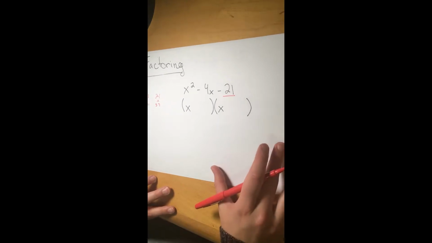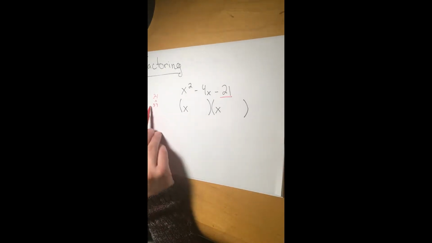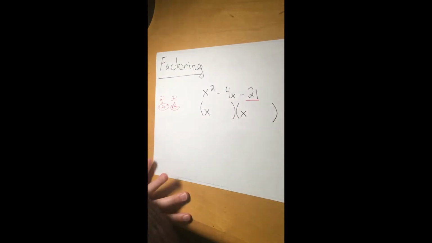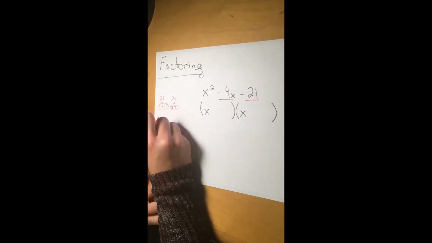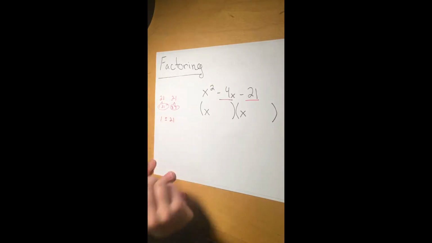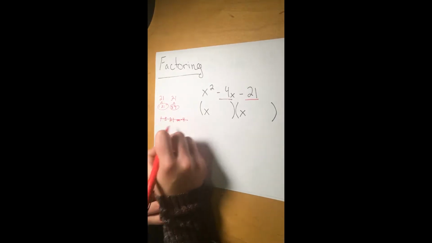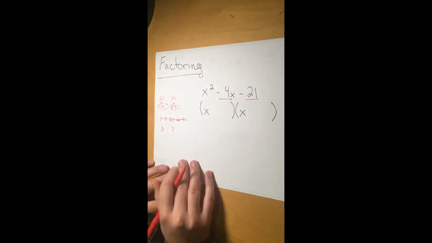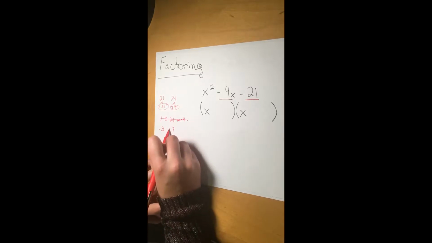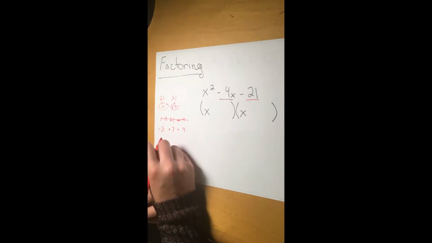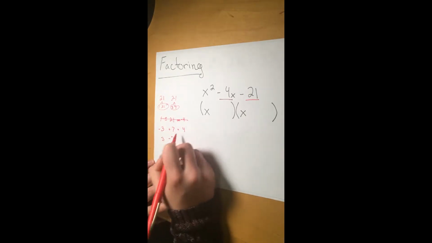So then we have to see which combination of these numbers we could use to get the center term, -4. So if we go 1 plus or minus 21, that does not equal 4 or -4, anything close. So we look at 3 and 7. If we say -3 plus 7, we get a +4. If we say 3 minus 7, or 3 plus a -7, we get -4.